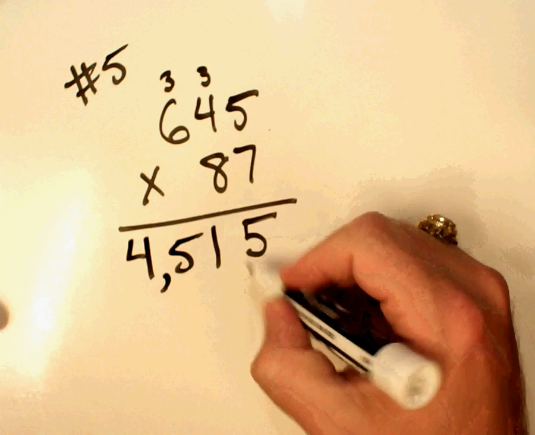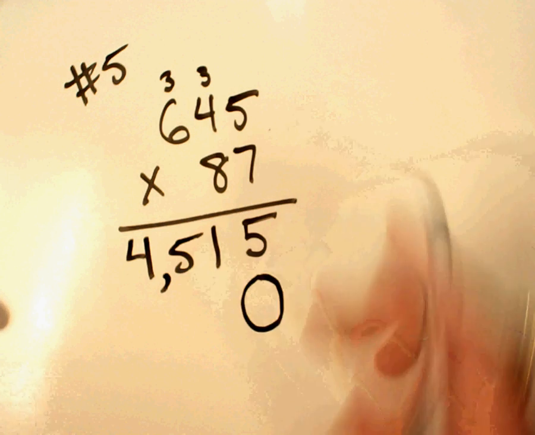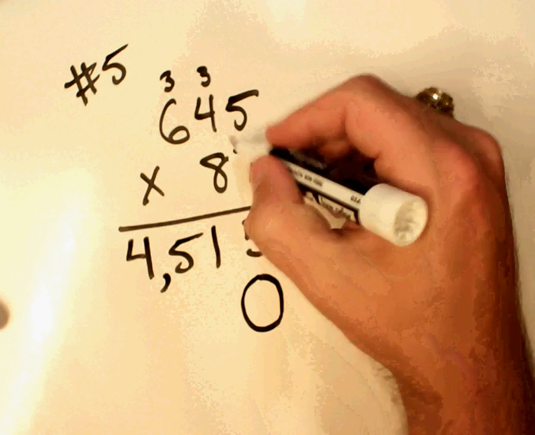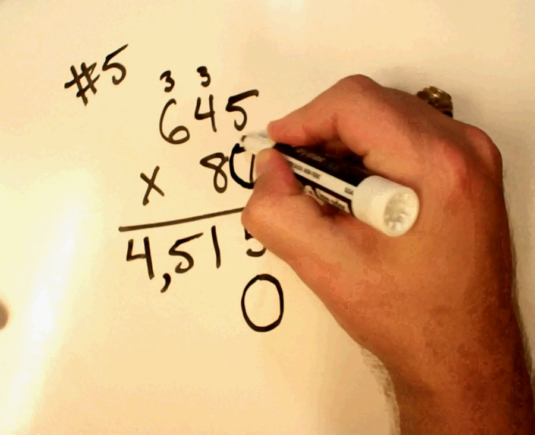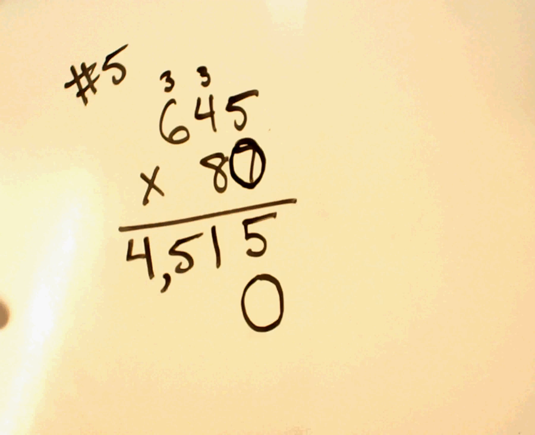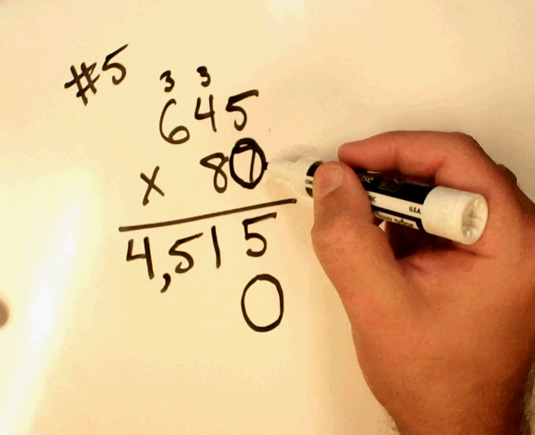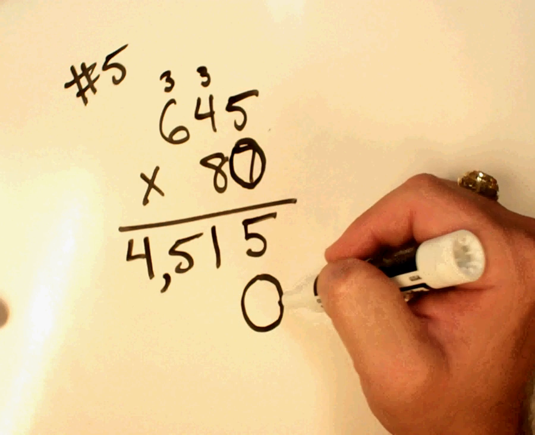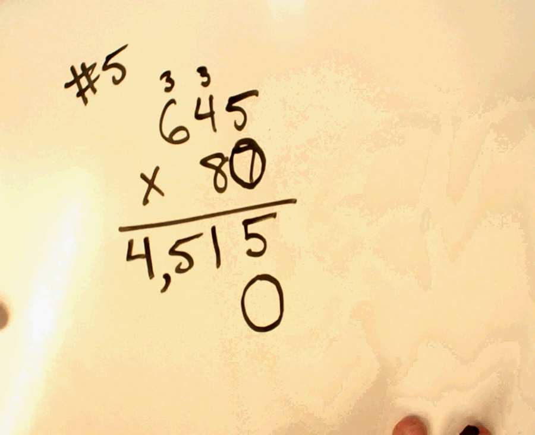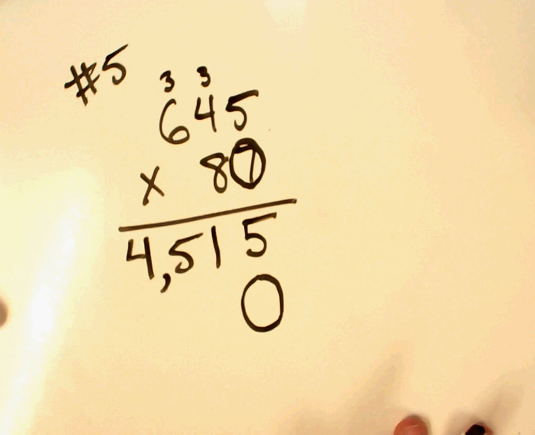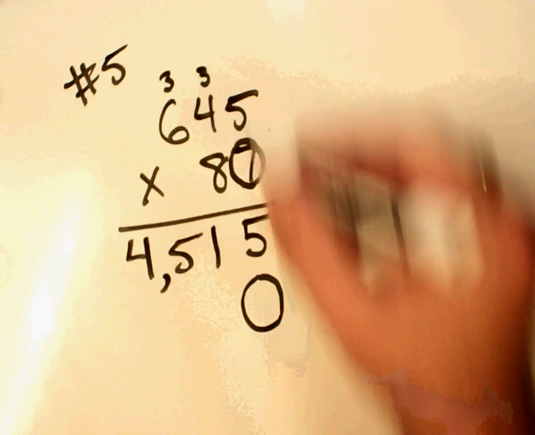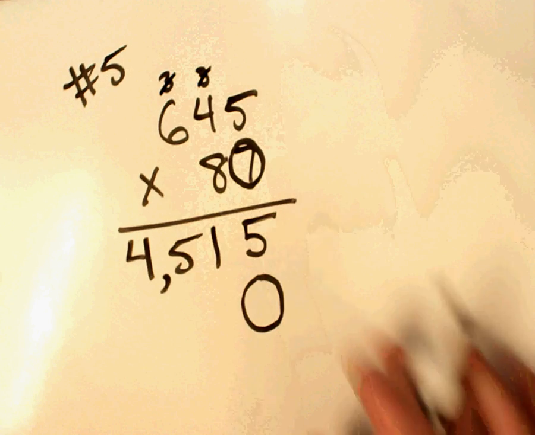Going to put my placeholder in. And I'll go ahead and circle my 7. I'll be honest, normally I don't do this step, but I know we're still working on that placeholder, so I'll give you a little bit extra. Alright, here we go.